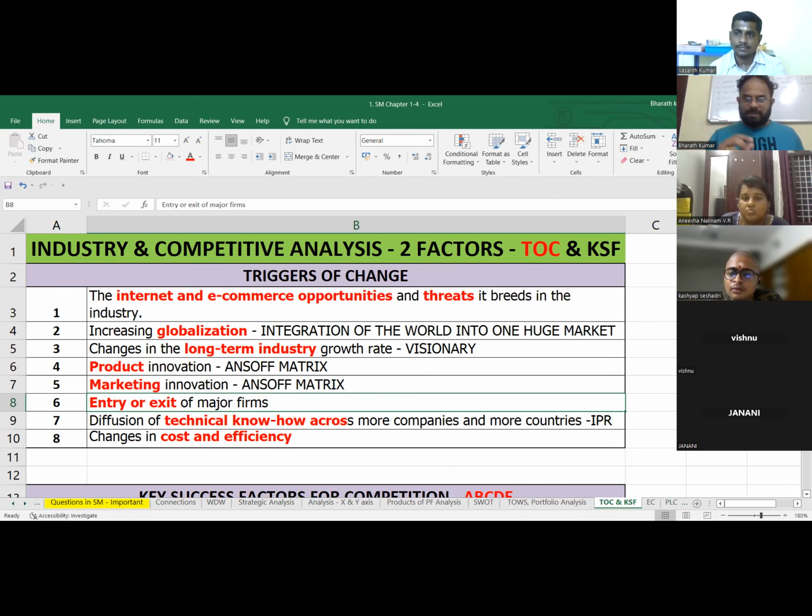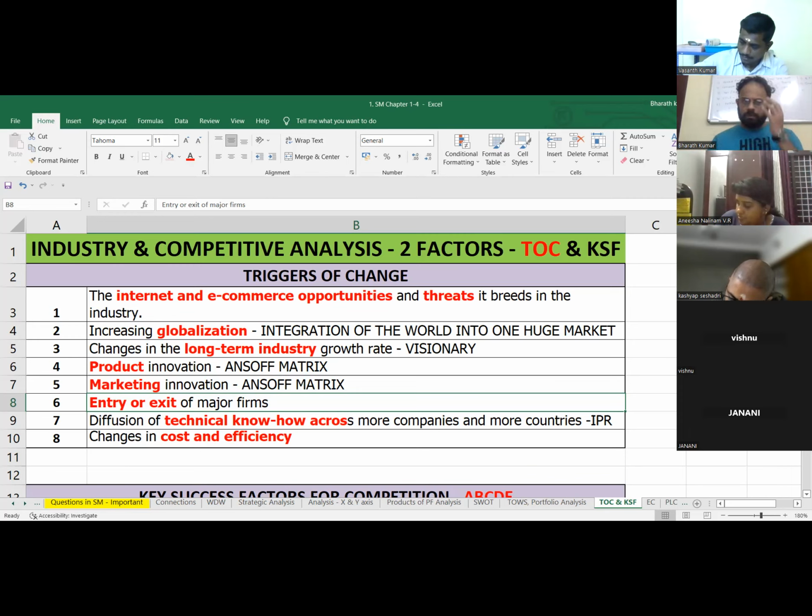So the point is different. When something is giving an entry, something is giving an exit, it's different. Correct? Now, entry or exit of major firms. Next, some big points. The 7th is a bit big. Diffusion of technical know-how.